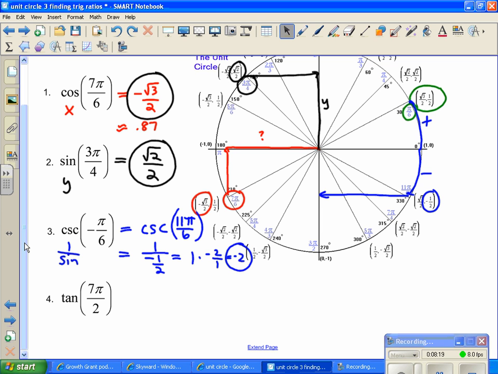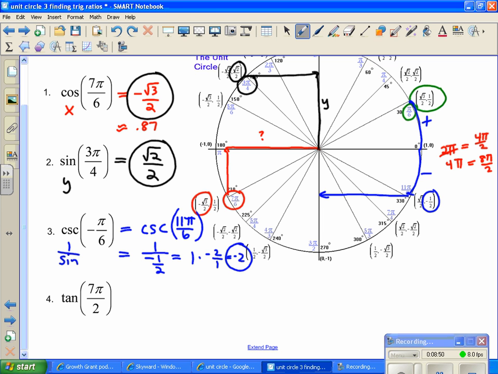All right, number 4, the tangent of 7 pi over 2. Now, you're not going to find 7 pi over 2 on the first unit circle. If you go all the way around the unit circle, that's a distance of 2 pi. If you go around again, that's a distance of 4 pi. Okay, 7 pi over 2, let's see, would be equivalent to, now 2 pi would be 4 pi over 2, and 4 pi would be 8 pi over 2.